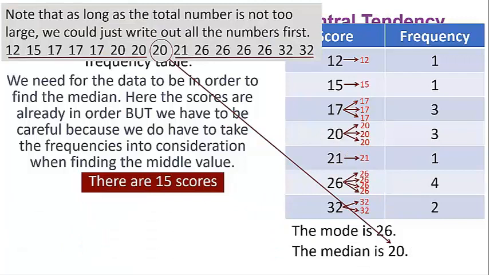If the numbers aren't too large, you really could have just listed them all out. So if you wanted to write 12, 15, 17, 17, 17, 20, 20, 20, 21, 26, 26, 26, 26, 32, 32, you could have found the median that way. But you really don't want to go to that much trouble. It's much easier just to go down using the table and count till you get to the middle value.